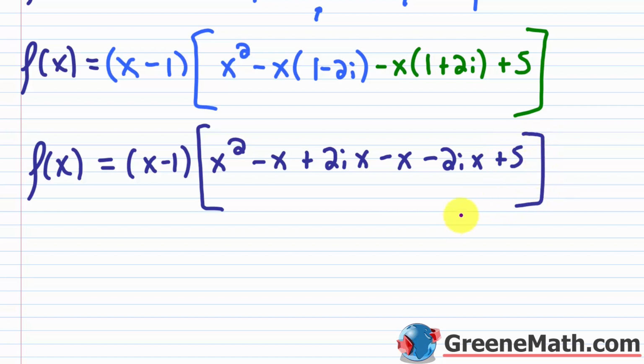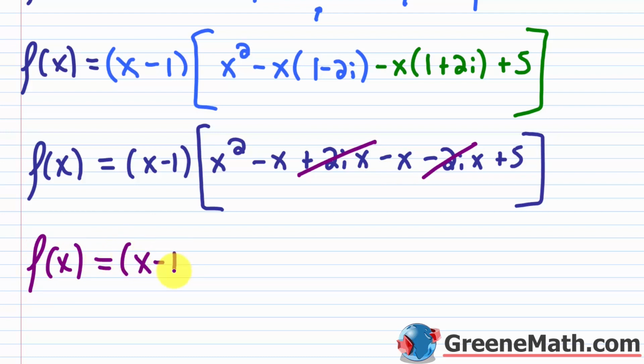Okay, so what we see now is that this will cancel with this. And negative x minus another x would be negative 2x. So let's go ahead and write that. We'd have f of x equals the quantity x minus 1 times, I'll have x squared. Again, negative x minus x is minus 2x. And then we're going to have plus 5. So starting to look pretty good. So let's scroll down a little bit.